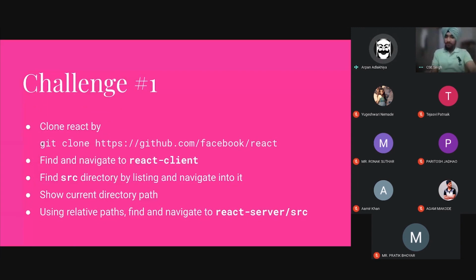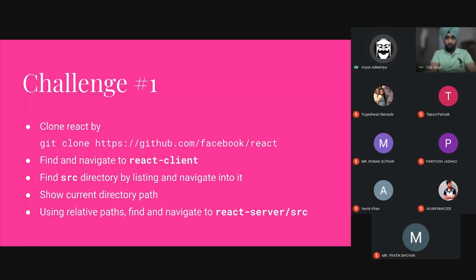So Anmol, please drop that link into the chat box. What you have to do is, after you run the git command that is posted in the chat box, you have to find and navigate to the React client directory. This is somewhere inside the folder that will be cloned by Git. When you execute this command, there will be a React folder created on your system. You have to find where the React client is, go into the directory, then ls, find the src directory and go into it.